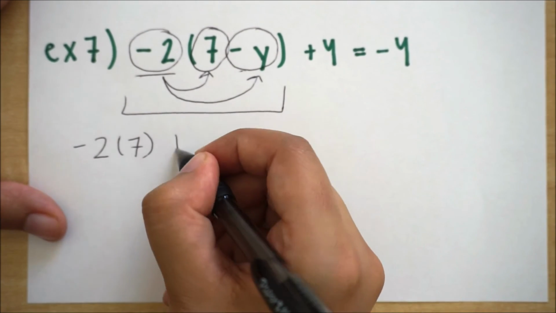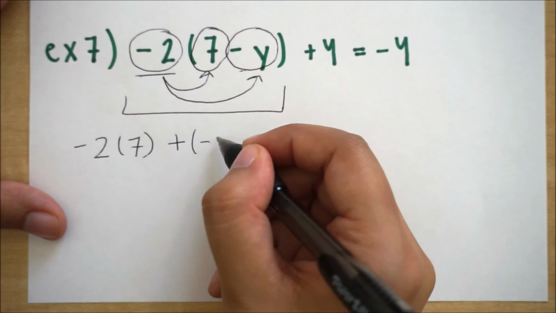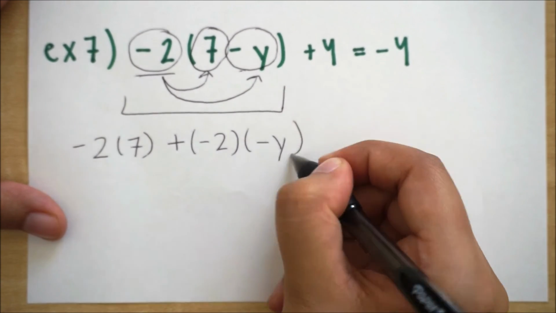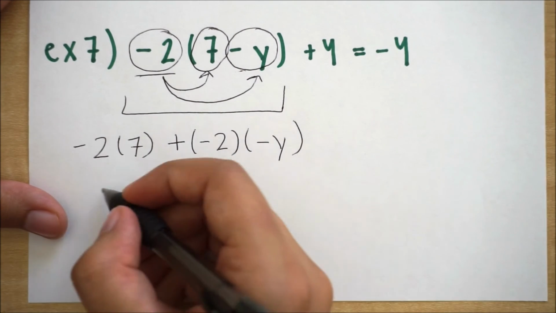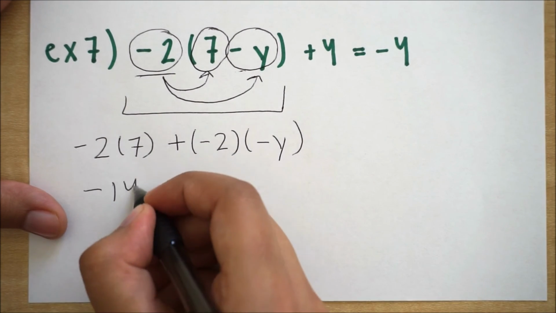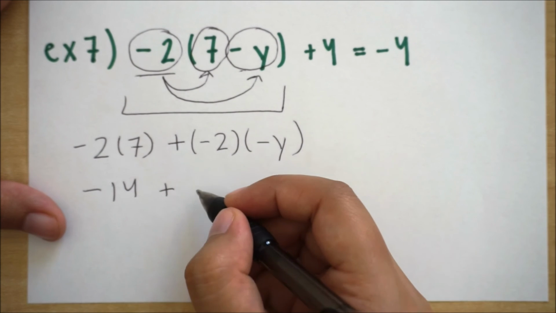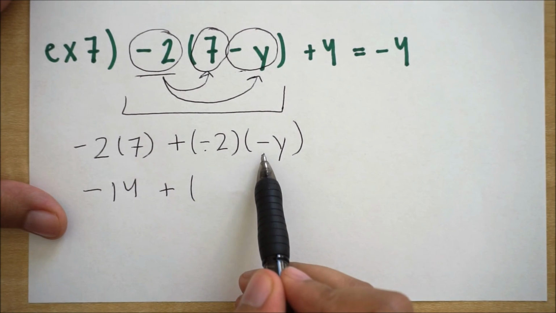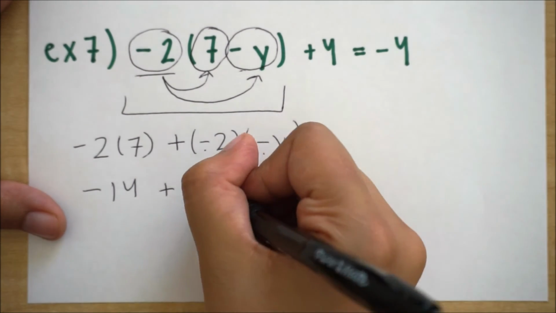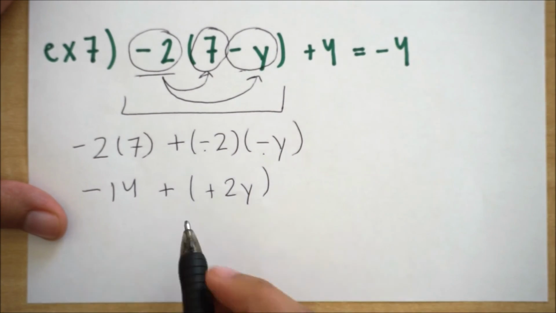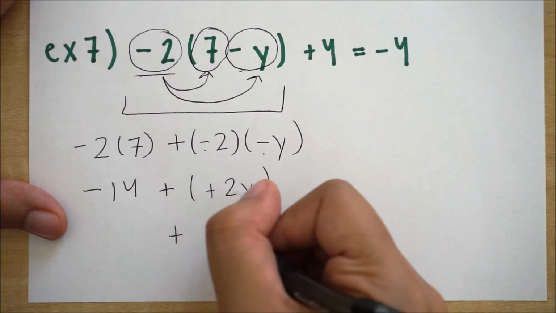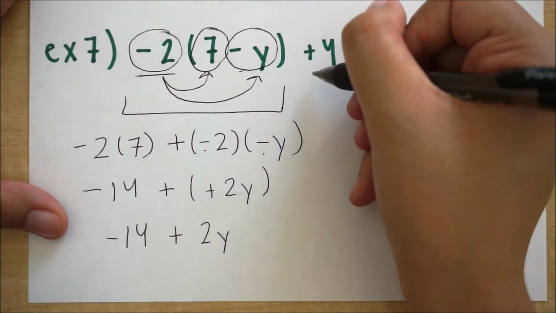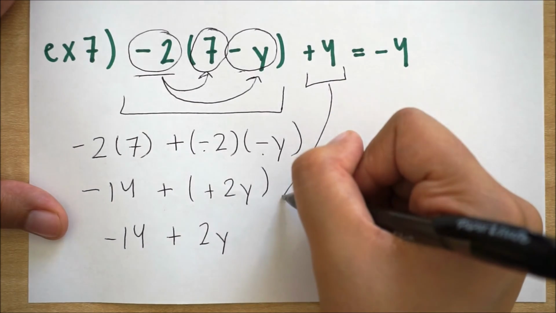And so negative 2 times 7 is negative 14. Then we do negative 2 times negative y. The reason why I put this question in here is because of the negative 2. You have to take the whole bubble and distribute it, not just the 2. You got to bring the negative along. All right, negative 2 times 7 is negative 14. Negative 2 times negative y is a positive number, positive 2y. That means that on the left side we have negative 14 plus 2y.